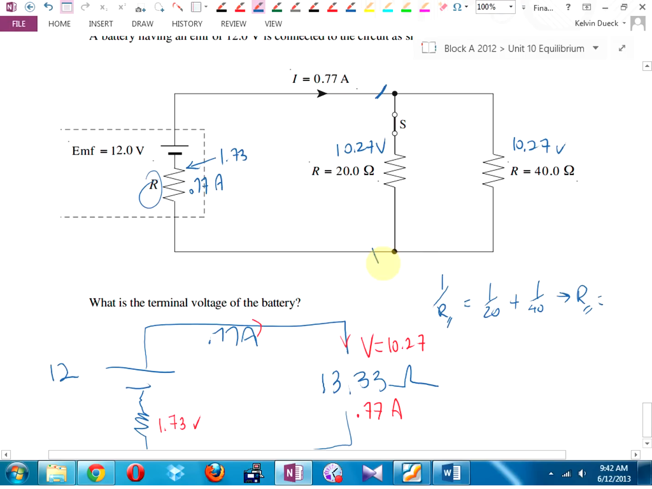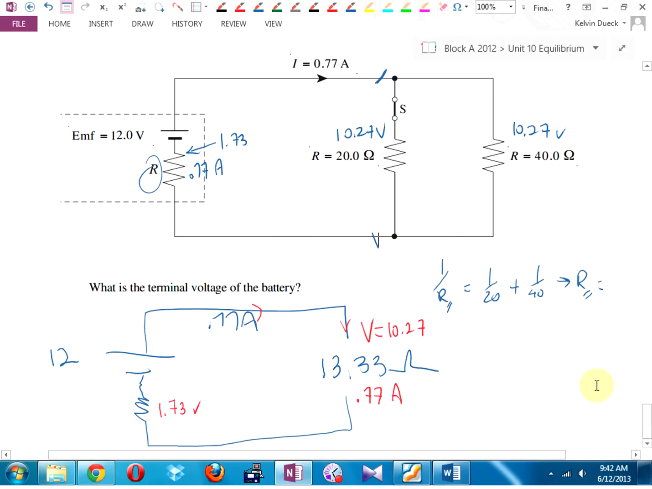Now I can analyze whatever you want me to. You want me to find the wattage in any of the resistors, the power? I can do that. You want me to find the current in any resistor? I can do that. But that is a very, very quick review of circuitry.